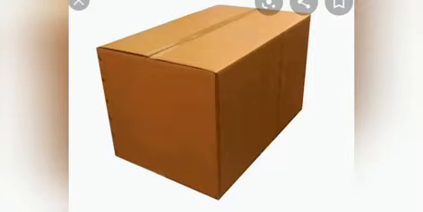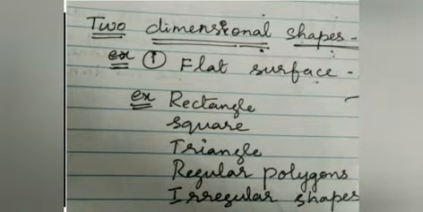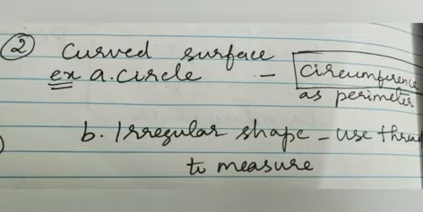So, a 2D figure has a flat surface and the 3D figure is like a cuboid or a cube. The examples for the flat surface are rectangle, square, triangle, regular polygons, irregular shapes. Some 2D figures also have a curved surface, say for example circle and some irregular shaped figures.